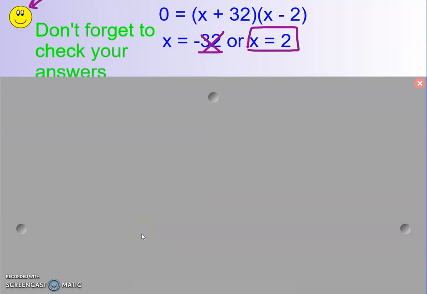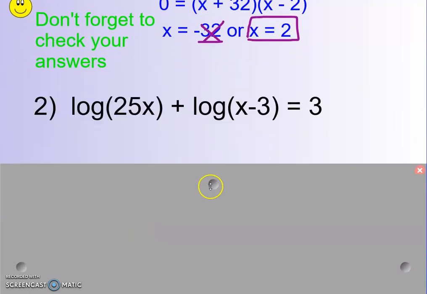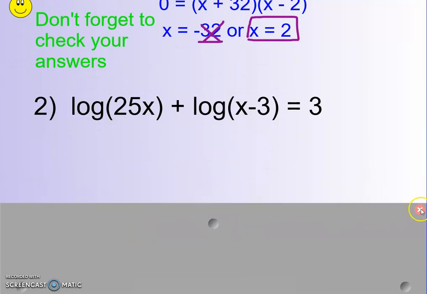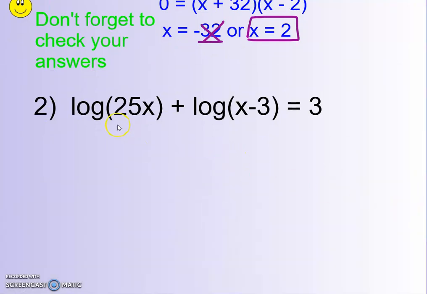Okay, let's do one last problem. That's this one here. Okay, so, whoops, looks like I left the log base out. Oh, no, I didn't. This is the common log. It's log base 10. And again, the first thing I want to do is unify these logarithms using the product property, which means I'm going to take this times that.